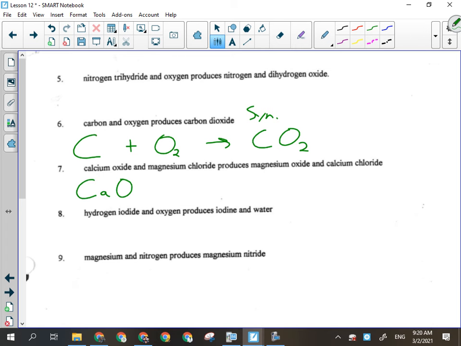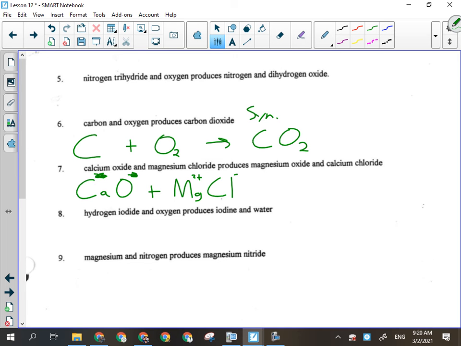Okay, for number 7, we've got calcium oxide, so Ca with O. Is that ionic or molecular? It's ionic. That means I need to check my drop and swap. Calcium's a 2+, oxygen's a 2-. That already balances out, so I'm good with that. It's reacting with magnesium chloride. Magnesium's a metal, so this is also an ionic compound, so 2+. Chlorine is a -1.